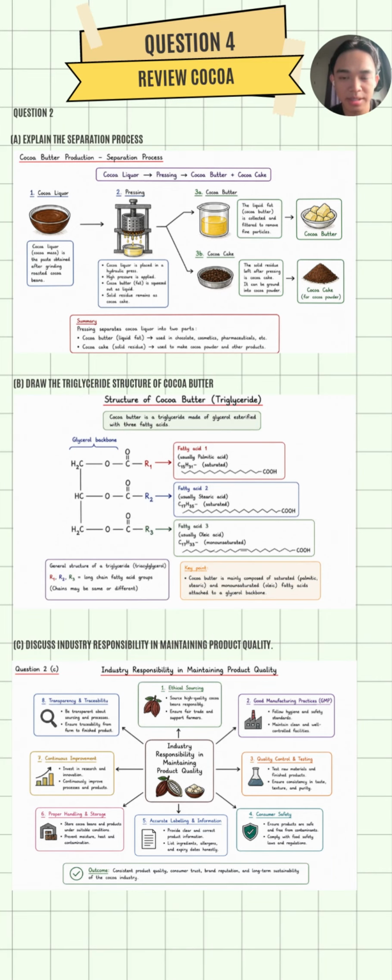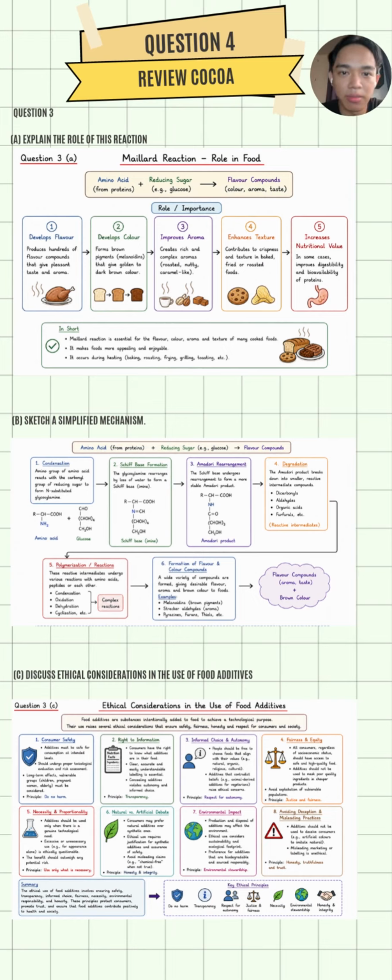meets consumer expectations. Finally, question 3, the Maillard reaction. The Maillard reaction is a chemical reaction between amino acids and reducing sugars that occurs when food is heated. This reaction is responsible for producing flavor, aroma, and the brown color in many foods, including chocolate, coffee, and baked products. In cocoa processing, it mainly occurs during the roasting stage.